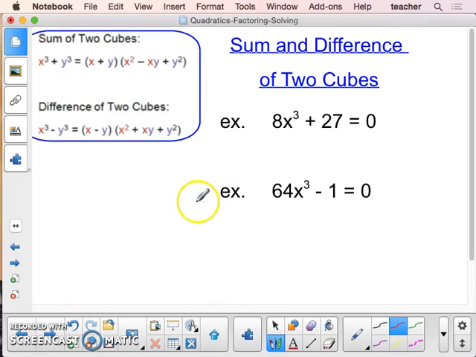Let's look at the final, for the regular class at least, the final pattern that you need to know. These formulas would be given to you. This is for the sum of two cubes and the difference of two cubes. Cubes being perfect cubes, meaning you could take the cubed root of them and get an exact number.